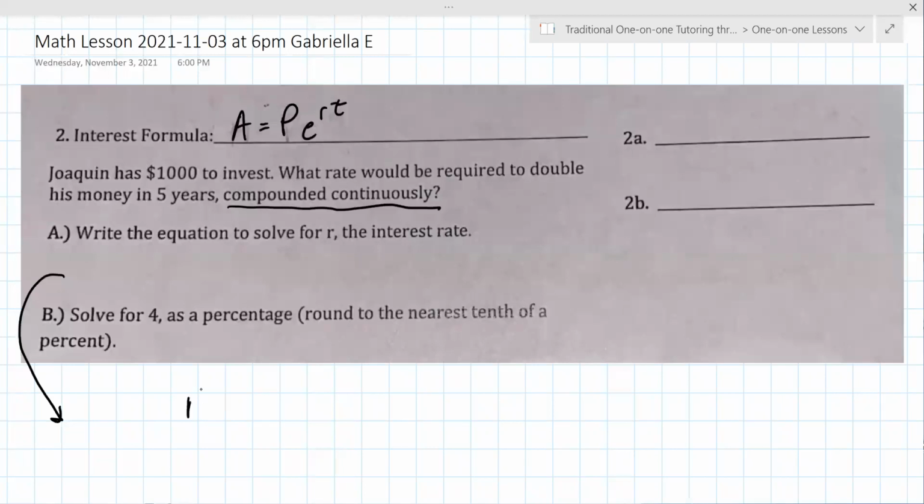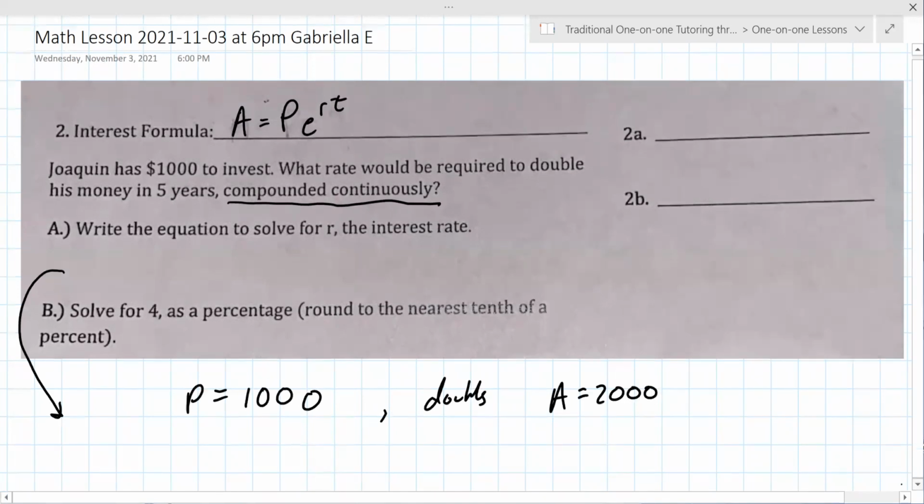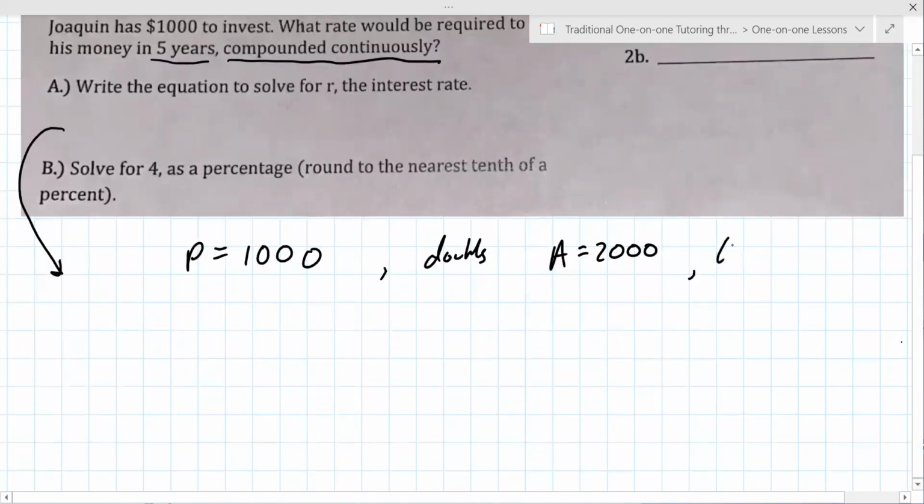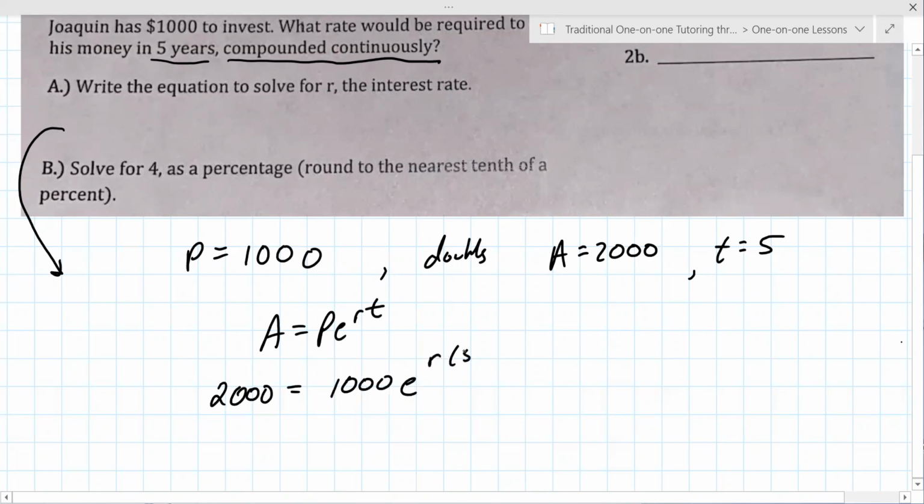So he starts out with $1,000, or she, I don't know what the person is. That doesn't matter. And then if it doubles, A is 2,000. So we have two numbers already. Do we know anything else? Yes, we know that the time is 5 years. So you try to identify the variables you have, and then you substitute them. So we know that 2,000 equals 1,000 e to the r times 5.